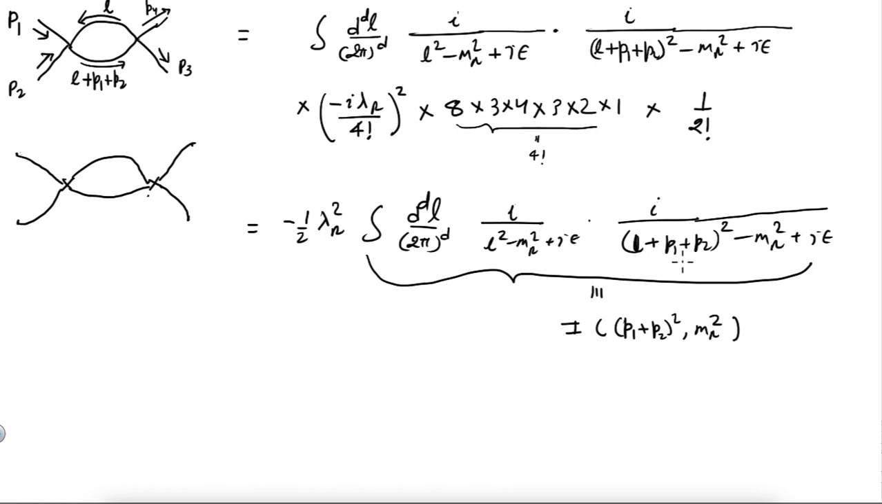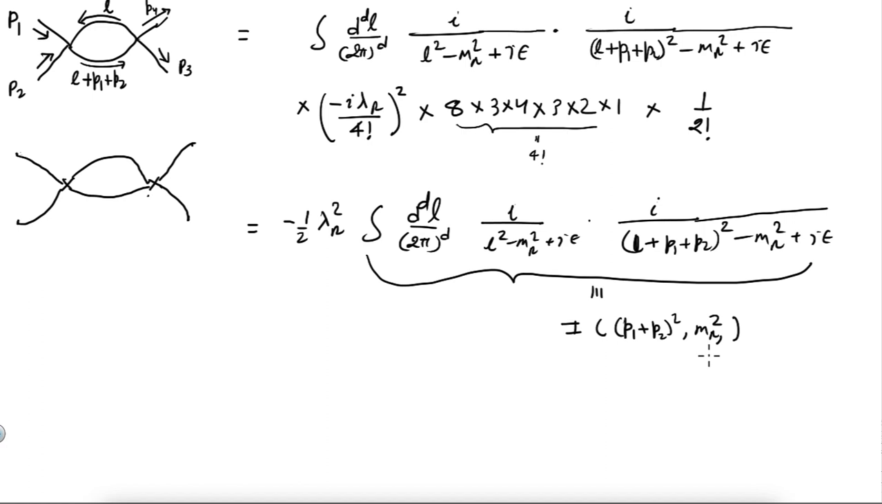And P1 and P2 are present, but they are present in the sum. Okay, they appear together, P1 plus P2. So, I mean, very naively, you could say it will depend on P1 square, P2 square, and 2P1 dot P2. But this will not depend separately on this, but only as P1 plus P2 whole square, right? Because that is what appears here as a sum. So square of this. And of course MR square, and if you want, epsilon also. But let me drop epsilon, it is understood.